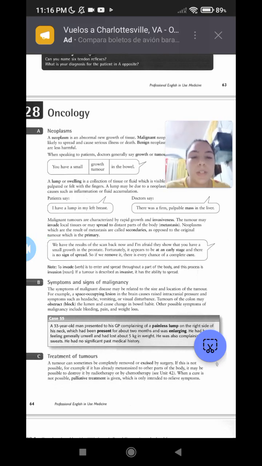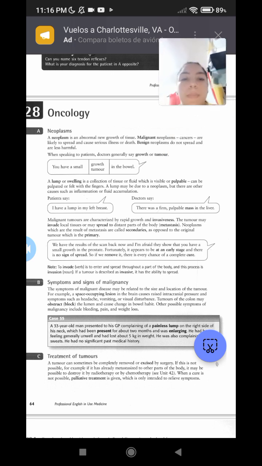Oncology is the study of tumors. A neoplasm, or neoplasia, is an abnormal new growth of tissue. Malignant neoplasms, or cancers, are likely to spread and cause serious illness or death. Benign neoplasms, though, do not spread and are less harmful.